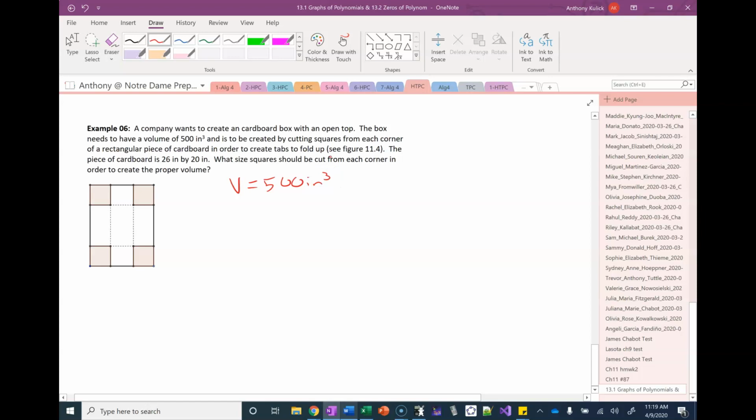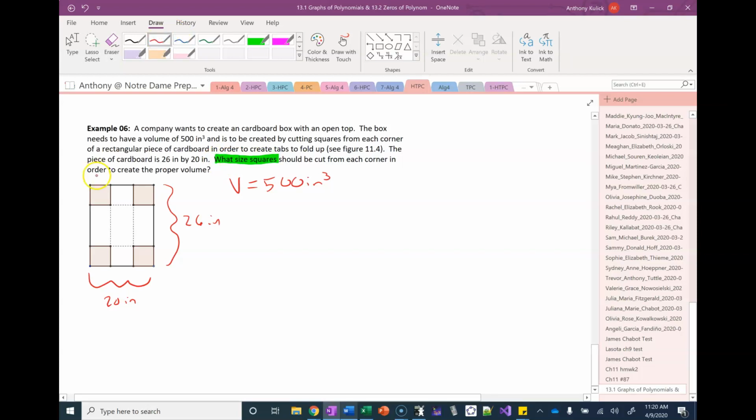and is to be created by cutting squares from each corner of a rectangular piece of cardboard in order to create tabs to fold up. So I've drawn that figure here. So these shaded pieces are the parts that are going to be cut out. And then we'd fold here along the dashed lines, and you'd end up with a box. The piece of cardboard is 26 inches by 20 inches.